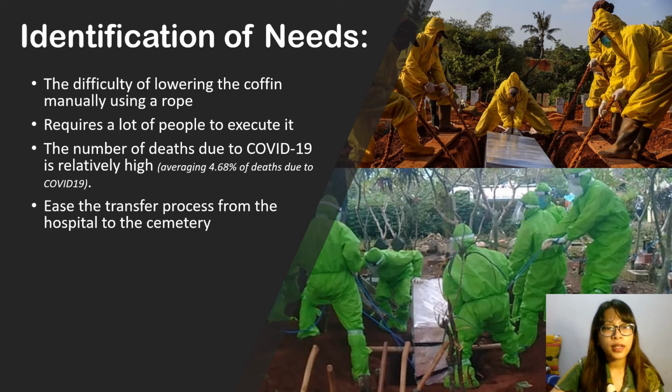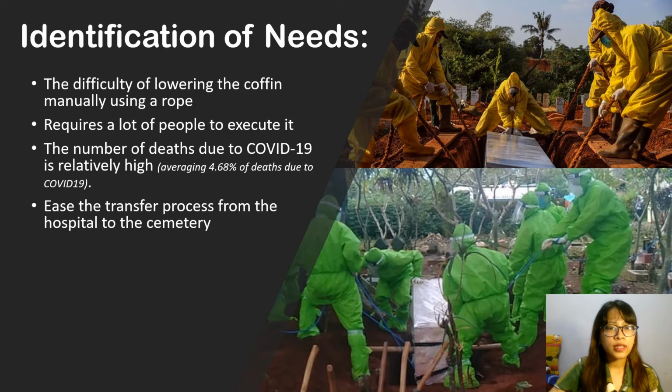The third one is that the number of deaths due to COVID-19 is relatively high. The average death rate in Indonesia is 4.68%, according to data from CNN Indonesia. Indonesia has a quite high percentage of deaths due to COVID-19. If we keep using the manual method, over time the health workers will be exhausted by this inefficient way, given the high percentage of deaths.